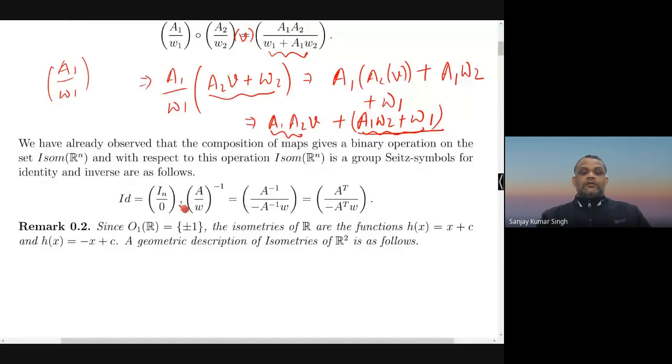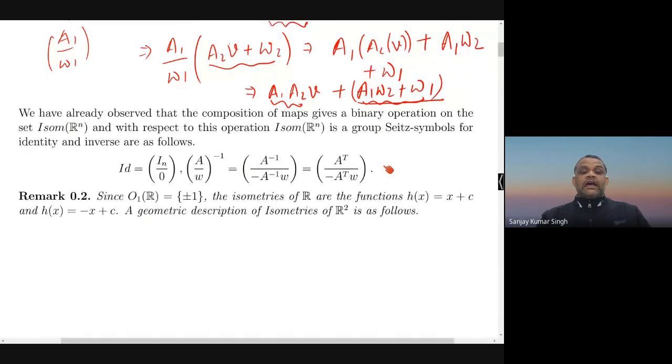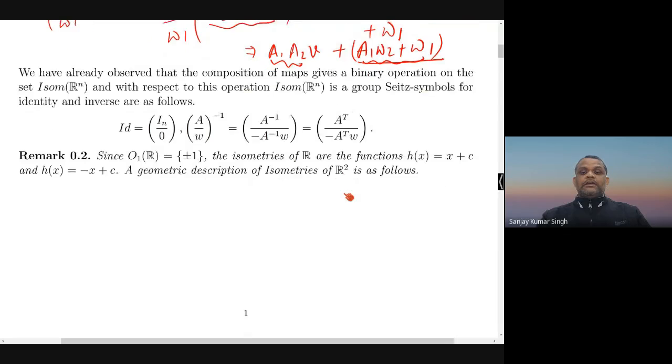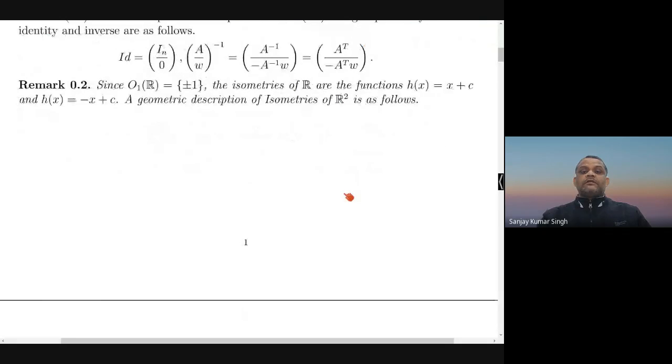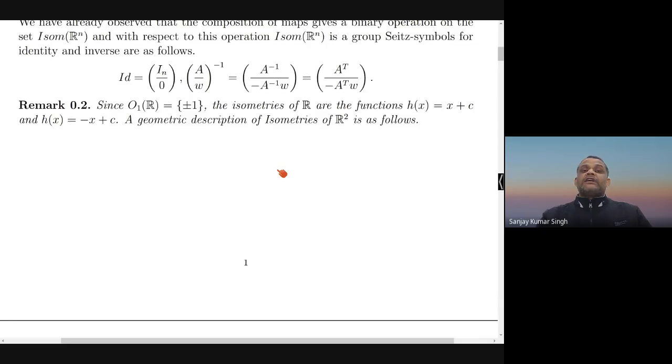So it is very easy to check that the identity in terms of this symbol can be written like this, and the inverse of any isometry of the type (A, W) is written like this. Now we can restrict ourselves to n equal to 1. So when n is equal to 1, Rn is nothing but the set of real numbers R. So now my aim is to understand what the isometries of R are. So what is your guess?